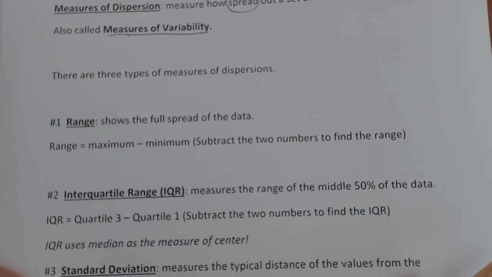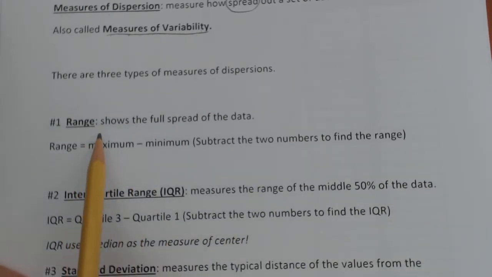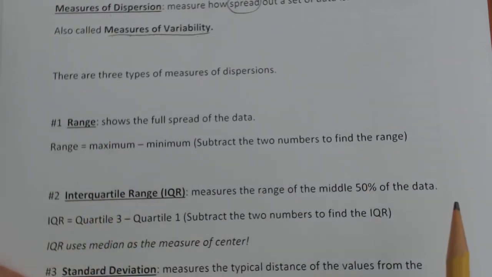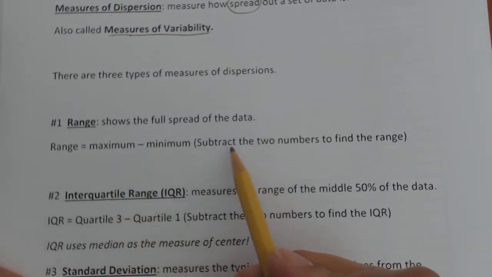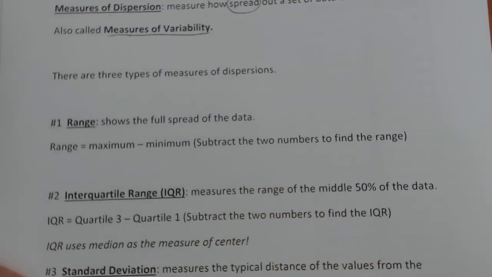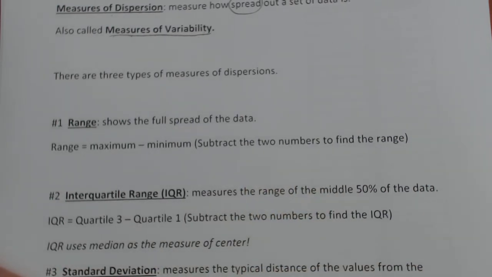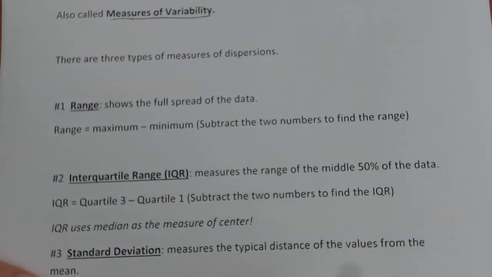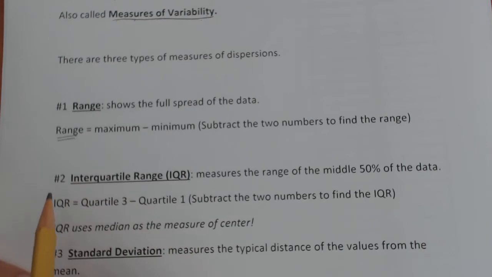There are three types of measures of dispersion. The first type is range, and that's what you're all used to. That's the first one that we actually learn about, and that actually shows the full spread of the data. It's the maximum minus the minimum, and you actually have to subtract the two numbers to find the range. Don't just leave it as subtraction. You have to use your calculator and subtract those two numbers. The range you cannot find on the graphing calculator. It will give you the minimum and the maximum, but it won't give you the range. You're going to actually have to do that on your own.